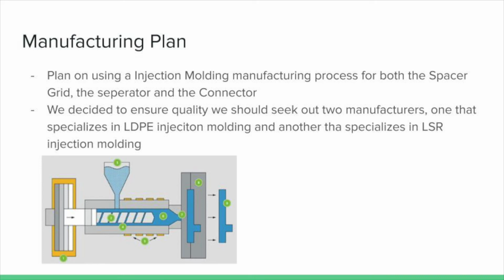Our manufacturing plan is to use an injection molding process for the spacer grid, the separator, and the connector. And in order to ensure quality, we decided we should seek out two manufacturers, one that specializes in LDPE injection molding, the other that specializes in liquid silicone rubber injection molding.